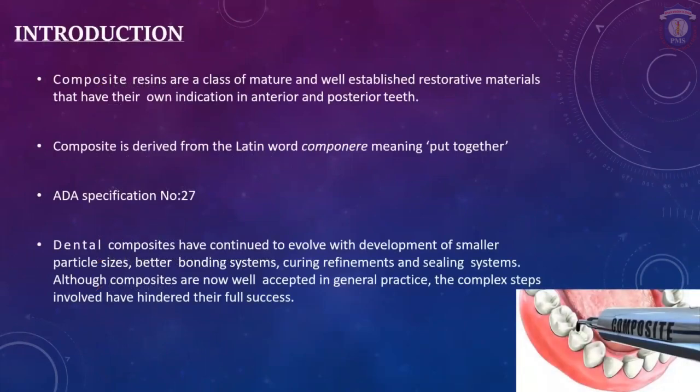Coming to the introduction of composites, composite resins are a class of mature and well-established restorative materials which have their own indication in anterior and posterior teeth. Composite is derived from the Latin word componere, meaning put together. ADA specification number 27, and dental composites have continued to evolve with the development of smaller particle sizes, better bonding systems, curing refinements, and sealing systems. Although composites are now well accepted in general practice, the complex steps involved have hindered their full success.